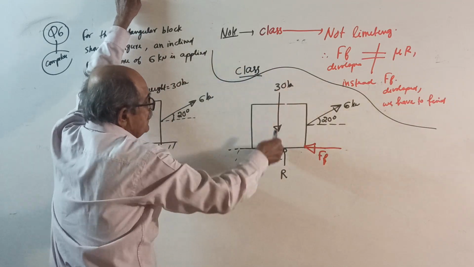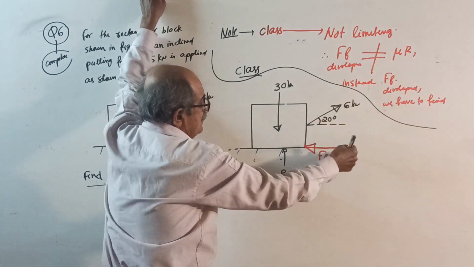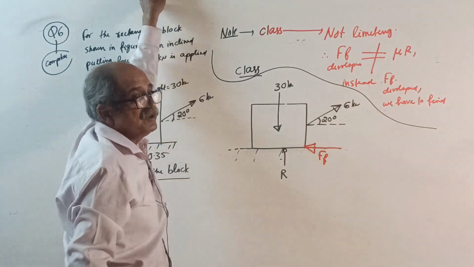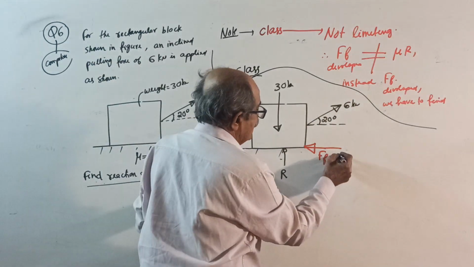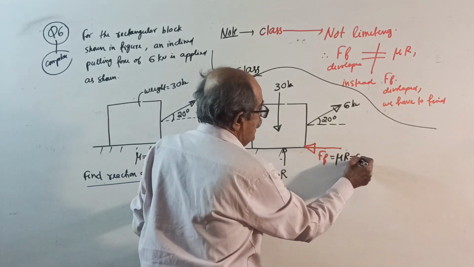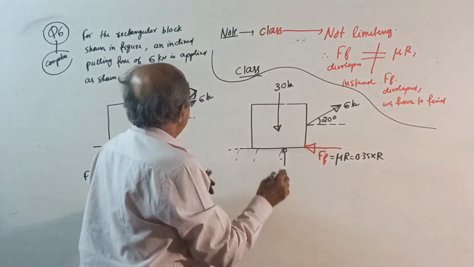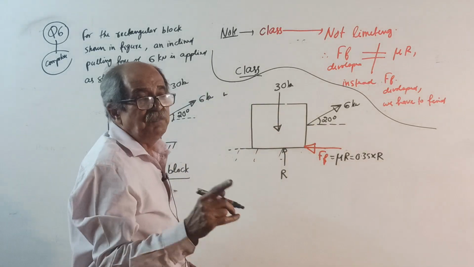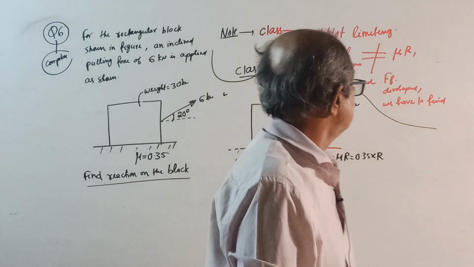They will mark 30 kN, normal reaction R, the 6 kN they will put this way, and they will put friction FF this way. Then, in a hurry, they will put FF equal to mu R, which is 0.35 into R. They will write this way. This is what I am telling, the mistake people will make. You should not make the mistake. Then they will start applying equilibrium.